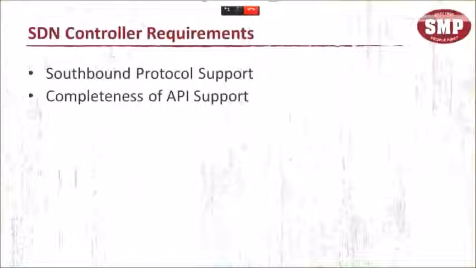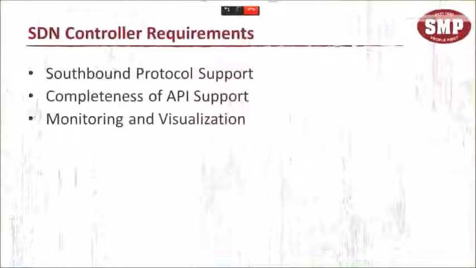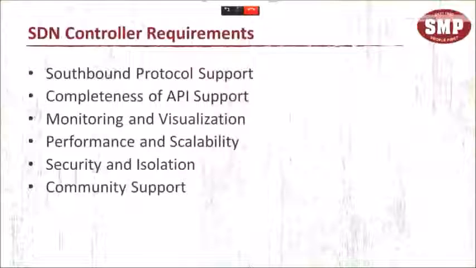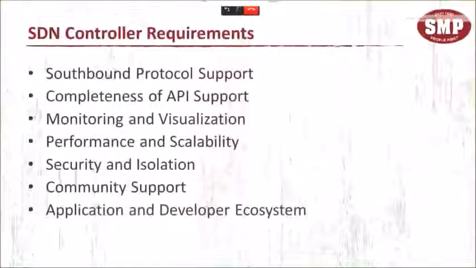APIs are critical to SDN programmability. The richness of the API set will be a key benchmark. Organizations need to ensure that the applications have the API calls they need to be successful in implementing their particular use cases, which may include integration with operation and billing support systems, network management platforms, and more. Other requirements to consider are monitoring and visualization, performance and scalability, security and isolation, community support, application and developer ecosystem, and interoperability.